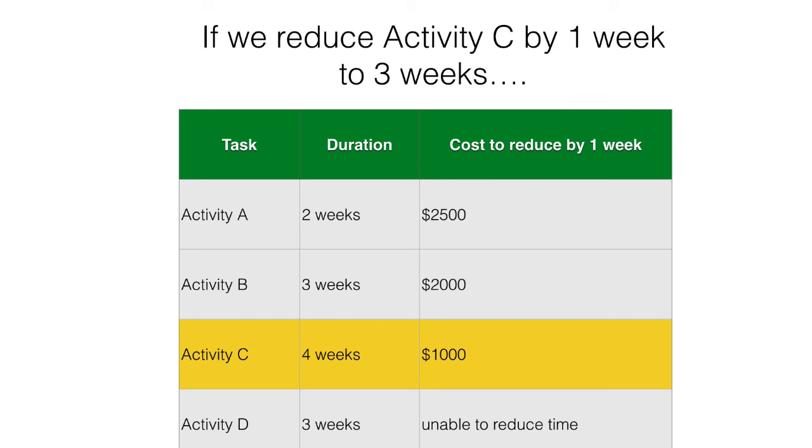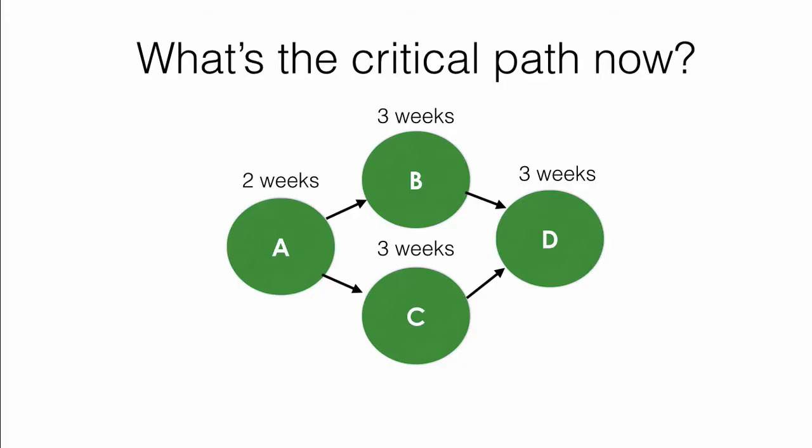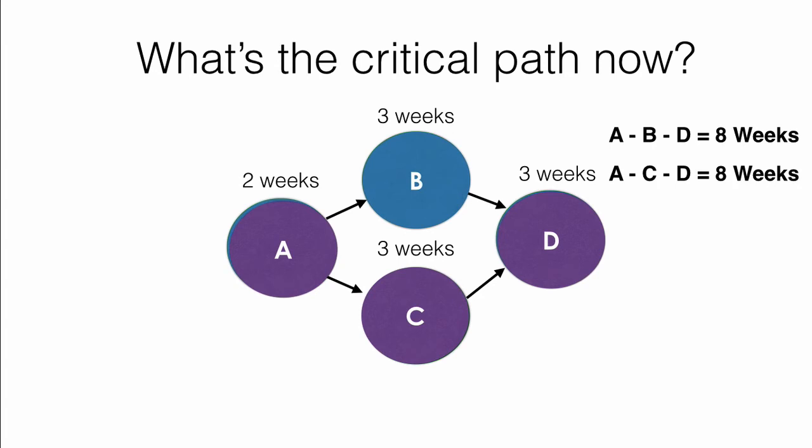What's the critical path now? Well, as we look at the diagram, we can see that both the 2 paths now have durations of 8 weeks. So there are 2 critical paths, and the project duration is at 8 weeks.